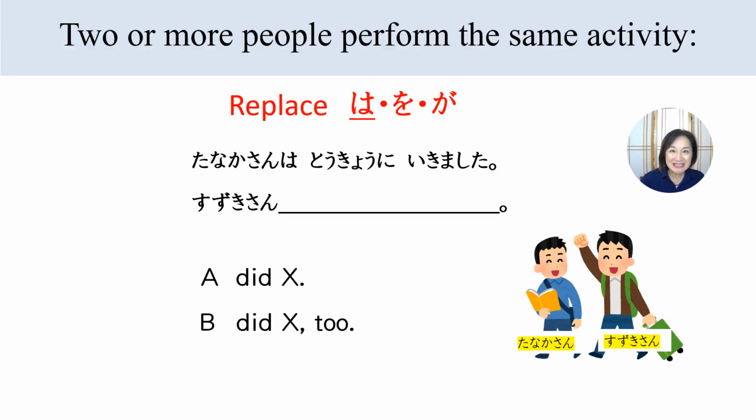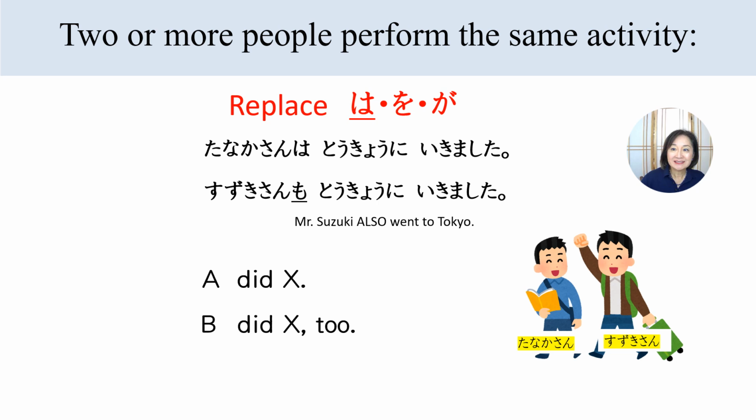Okay, let's try with this example. If both Tanaka-san and Suzuki-san went to Tokyo, and the shared action is expressed as 東京に行きました. How do you create this sentence? Yes, you want to say that Mr. Suzuki also did the same thing as Mr. Tanaka, so we replace the particle wa with the particle mo to indicate this similarity.